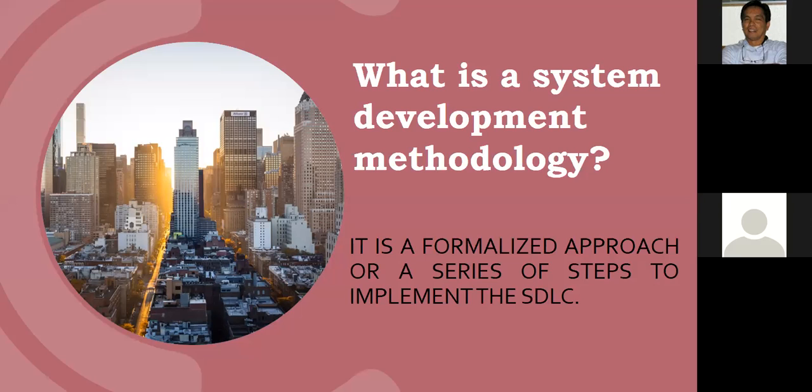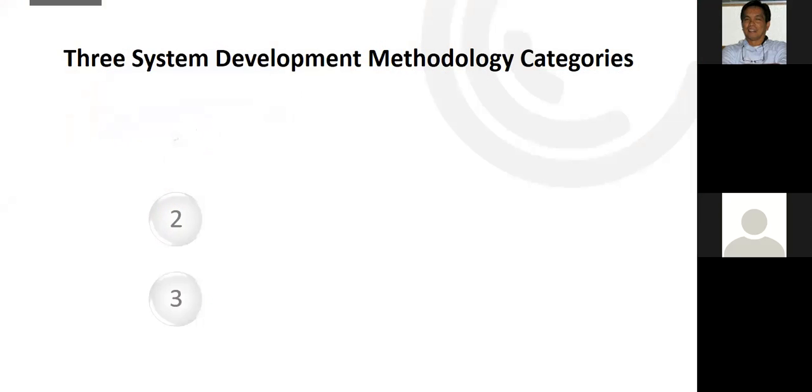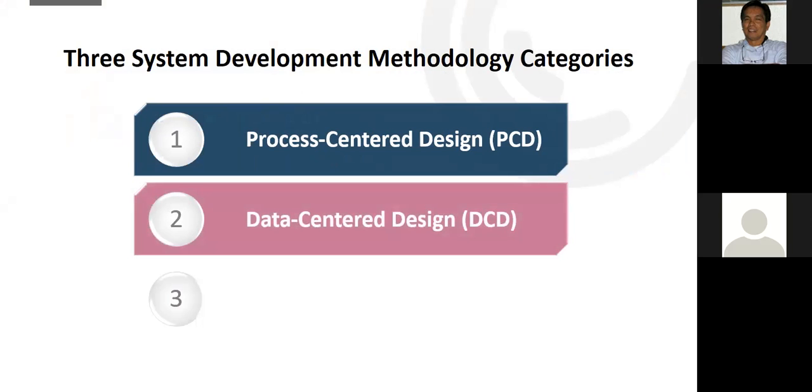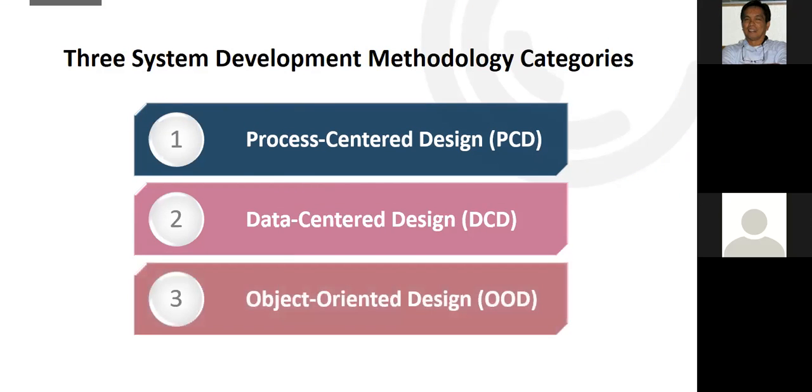Now, what is a system development methodology? When we say system development methodology, it is a formalized approach or a series of steps to implement the SDLC or the Systems Development Life Cycle. So there are three system development methodology categories. First is the process-centered design or the PCD. Number two is the data-centered design or DCD. And number three is the object-oriented design or OOD.